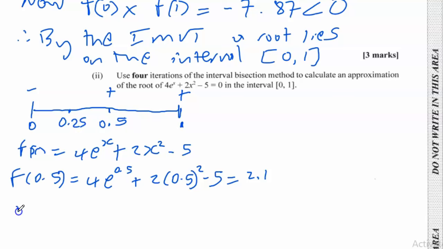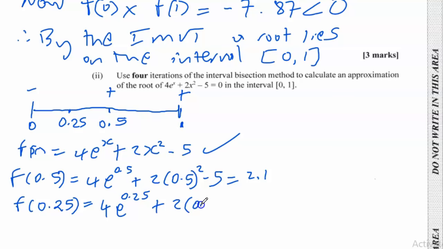So let us now find f of 0.25. In f of x, we're replacing x with 0.25. So we end up with 4e to the 0.25 plus 2 times 0.25 squared minus 5. We can just enter that in the calculator as it is. We're getting 0.26. So f of 0.25 is a positive value. So again, we know the root lies between 0 and 0.25. This time we're going to bisect 0.25, and we get 0.125. Let's now find f of 0.125.